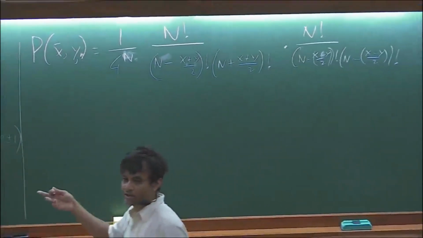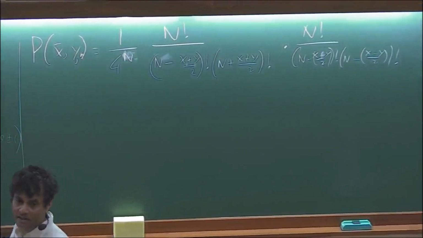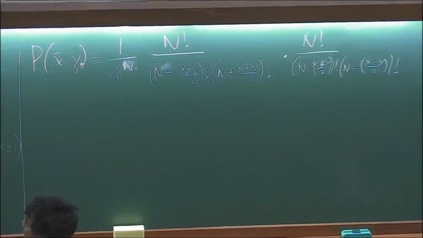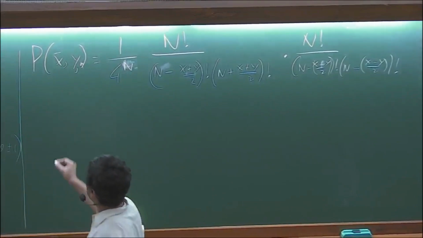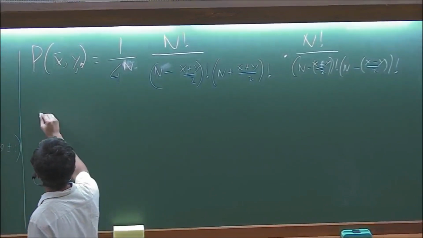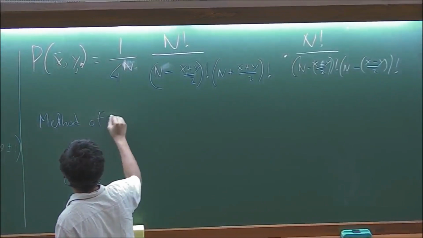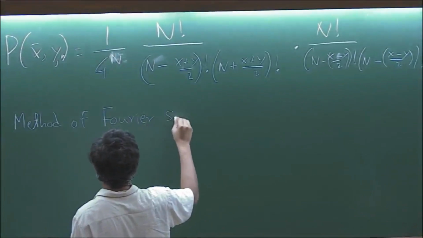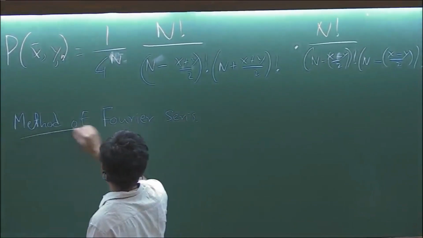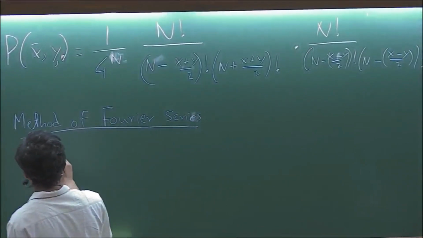This thing works only in 2 dimensions. Beyond 2D, you can't get an exact result. So now we'll try to use the other method that we talked about, which is using Fourier transforms. It will work in all dimensions, the method of Fourier series, because we are on a lattice. So first, P of x bar.